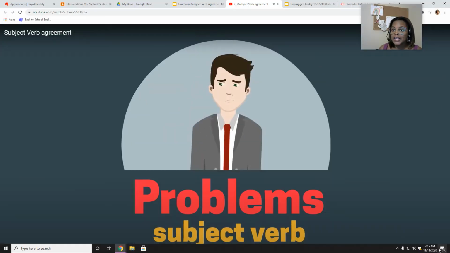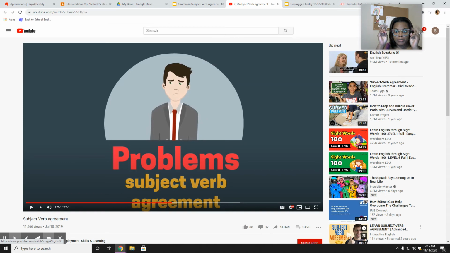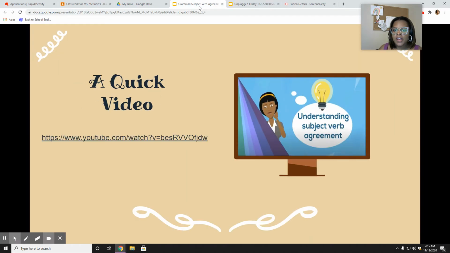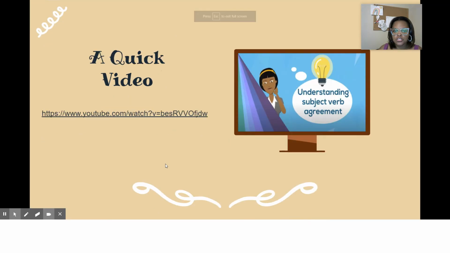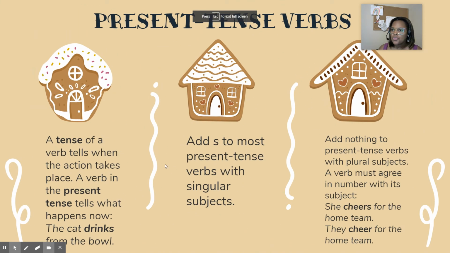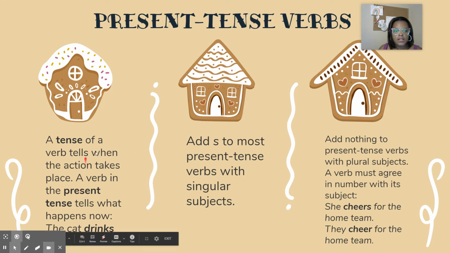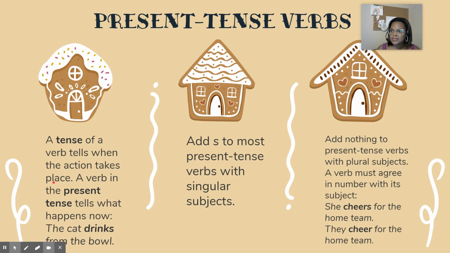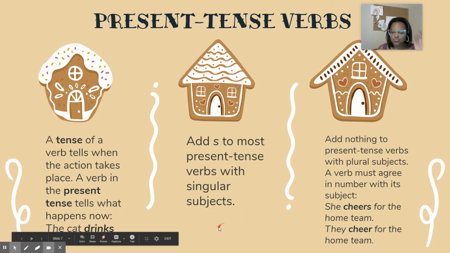Very good. We are not going to get into those special subject verb agreements, not today. So very good. Now let's get back into our presentation. So here are the 3 rules for present tense verbs. The first thing is a tense of a verb tells when the action takes place: present, past, or future. A verb in the present tense, this is what we're talking about today, tells what happens right now.